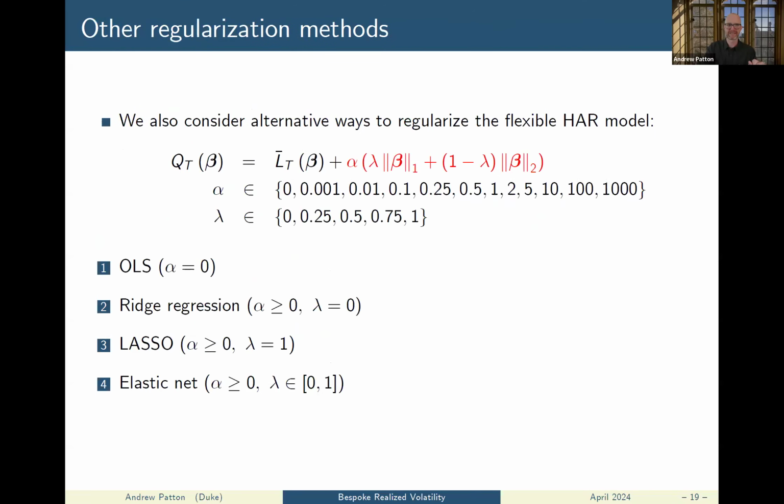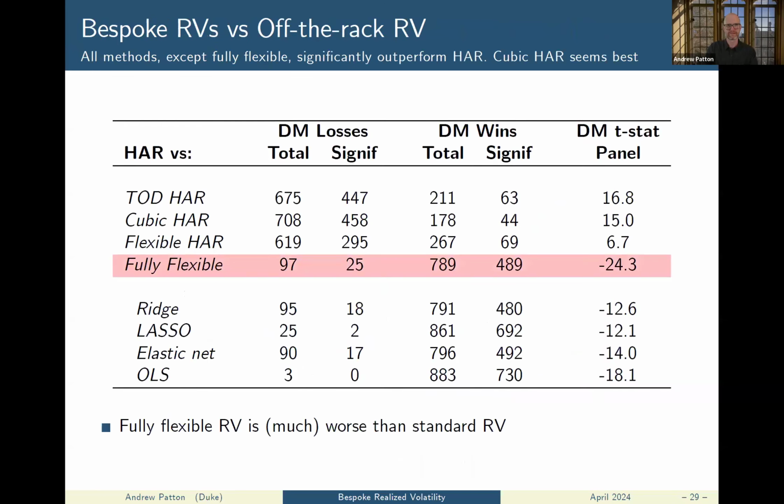Okay, now let me show you this table of results. Okay, so HAR versus fully flexible. It wins 789 times. 489 of those are significant at the 5% level. So this is across the 886, I think, firms. It loses 97. So in a big sample, it'll win and it'll lose some, like this. Even the best model is not going to win 100% of the time. It doesn't lose many significantly, only 25. And when I summarize this whole panel of losses across all out of sample days and all firms, I get a t-stat of minus 24.